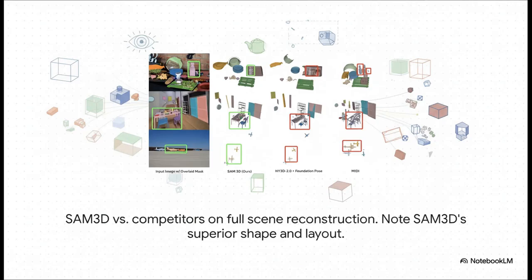And when you look at these side-by-side examples, you can see why with your own eyes. On the left is the input photo, in the middle is what SAM3D creates, and on the right are the competitors. Just look at how much more coherent and accurate the SAM3D scenes are. The shapes are better, the layouts are more believable, especially in these really cluttered, tough real-world photos.